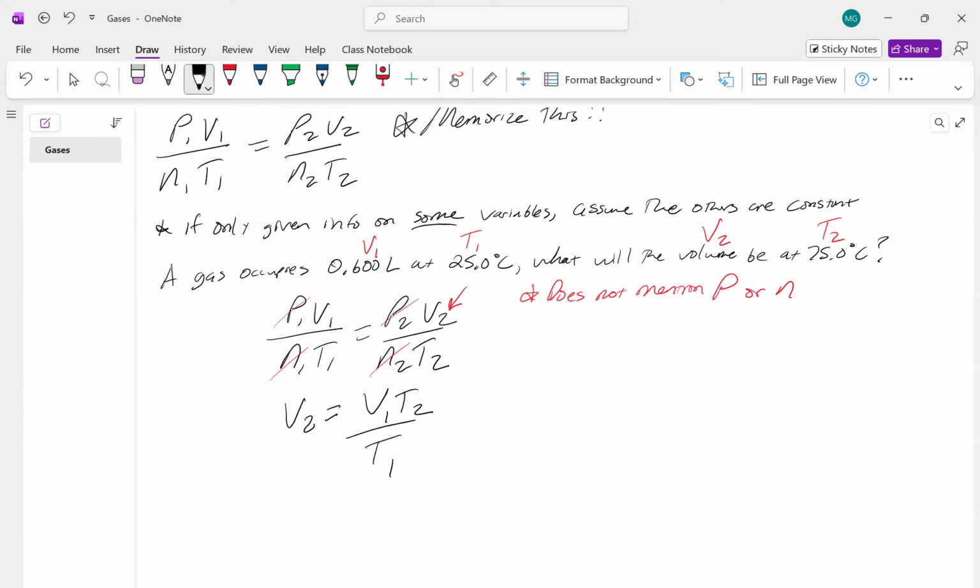And now we can start plugging in things. But first, before I start plugging in numbers, I need to address the temperature. Remember, in one of the first videos we looked at, I talked about how gases need to be measured in degrees Kelvin when it comes to their temperature. So the problem gives us temperature in Celsius, and I need to do some quick conversions. So T1, I'm going to start with 25 degrees Celsius and add 273.15.